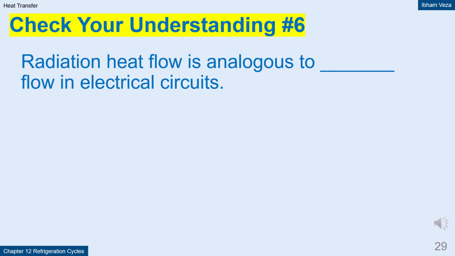Check your understanding. Number 6. This question emphasizes the conceptual equivalence between radiative heat flow and electric current. The goal is to strengthen understanding of the circuit analogy. By understanding this, radiation problems can be solved in a systematic way. This analogy is very powerful for multi-surface systems. It also helps avoid conceptual errors in modeling.